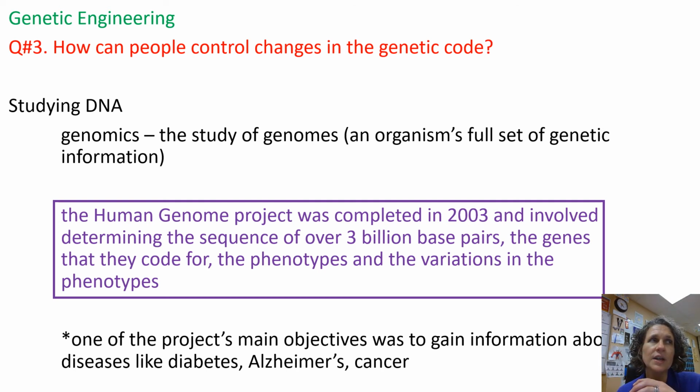Starting in the early 2000s, there was a huge push in the biology field and genetics to complete what was called the Human Genome Project, which basically was to map the sequence of DNA base pairs in a human, to determine what the genes were for, what the phenotypes were from those genes, what the variations could be. And in 2003, they finished this up. One of the main objectives was to gain information about diseases, like what starts it, where is the gene, what activates it, and so diabetes, Alzheimer's, cancer, and that's just a few of them.